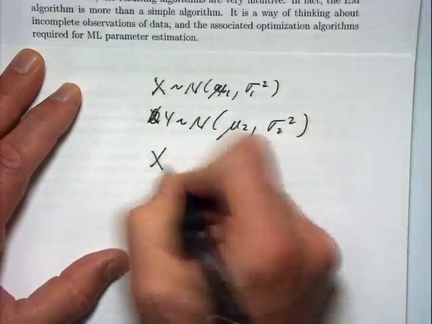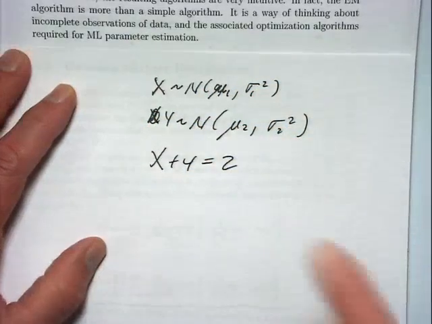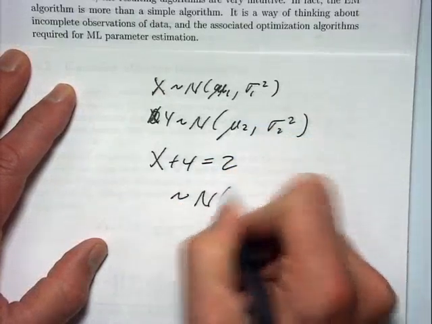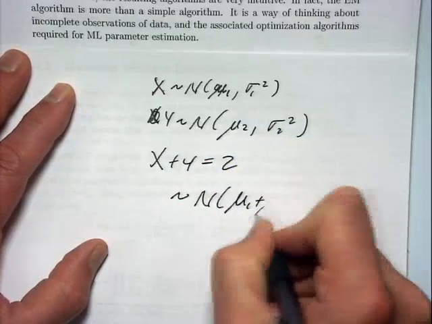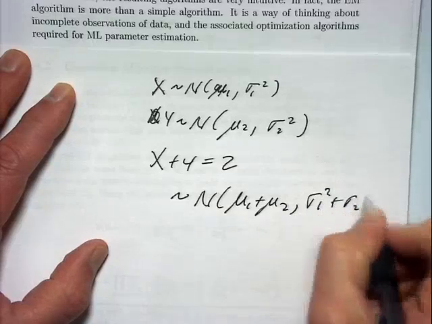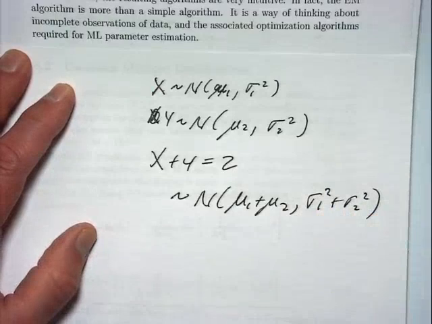Well, if I add x plus y to form z, and if they're independent, then the distribution of z is going to be normal with mean mu 1 plus mu 2 and variance sigma 1 squared plus sigma 2 squared. You can prove that relatively easily by just taking the convolution of the two density functions. And this is essentially the essence of the central limit theorem.